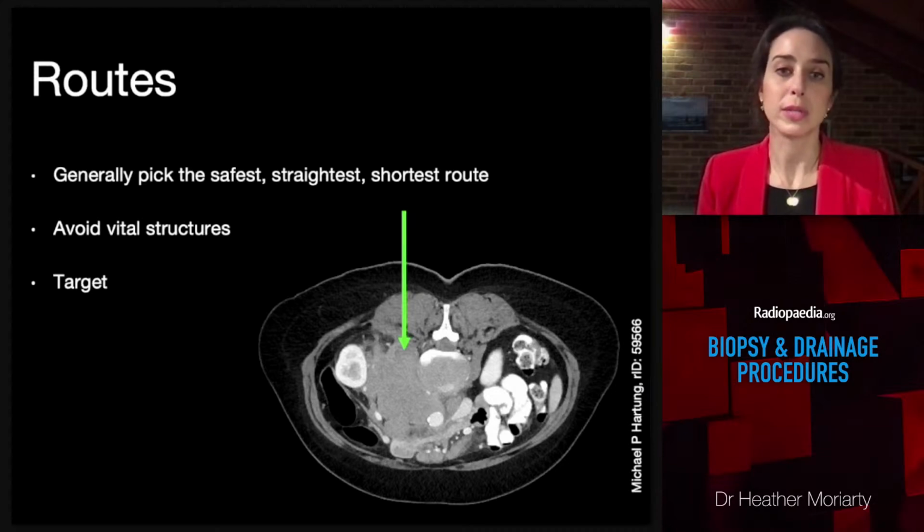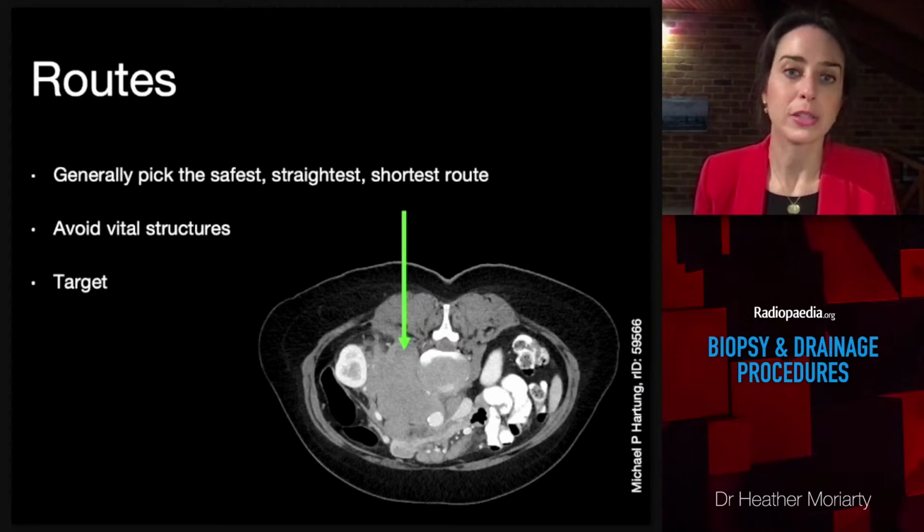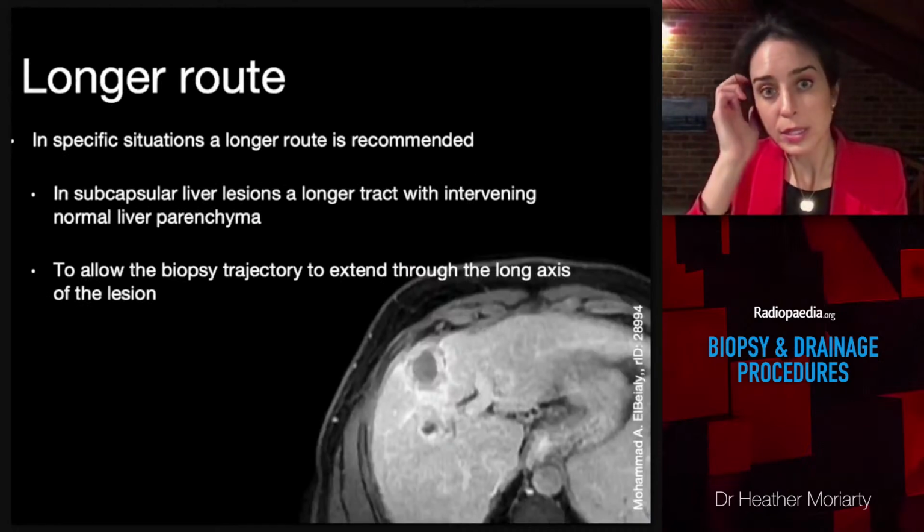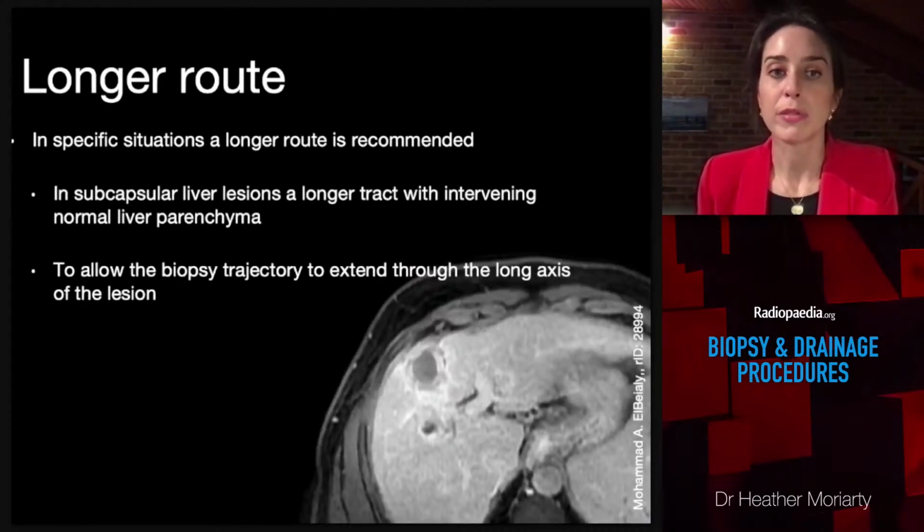If the route is through a single compartment, that's ideal. For example, for a retroperitoneal tumour, don't go through the abdominal cavity to biopsy it, stay retroperitoneal. There are some situations where a longer route is preferable.